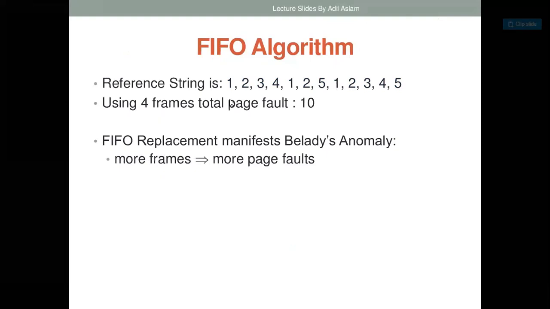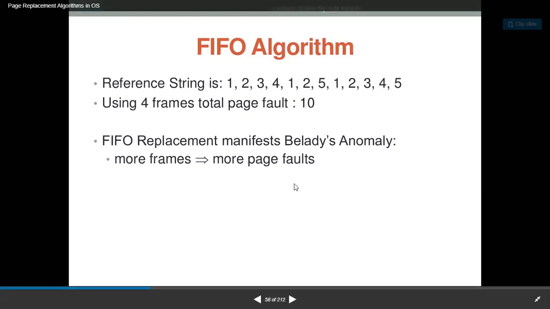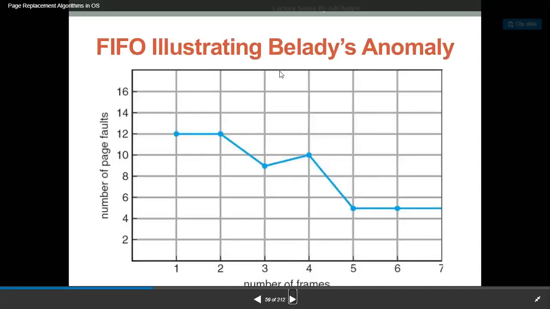Okay, so there should be less amount of page fault. But here the problem occurred that it led to an anomaly called Belady's anomaly, that happens in the first in first out algorithm. And this is a diagram that actually helps us to understand this.